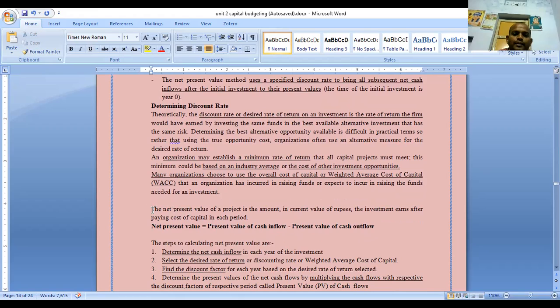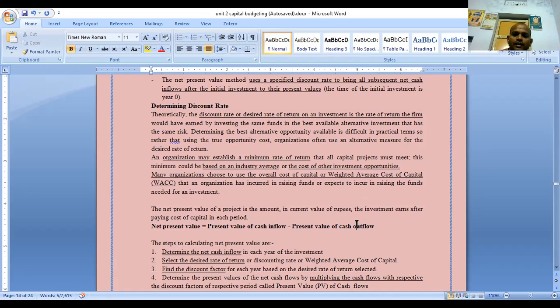So the net present value of a project is the amount which is more than the outflows. The present value of expected cash inflows should be more than the present value of cash outflows. So NPV is nothing but present value of cash inflows minus present value of cash outflows. Cash outflows are nothing but investments.